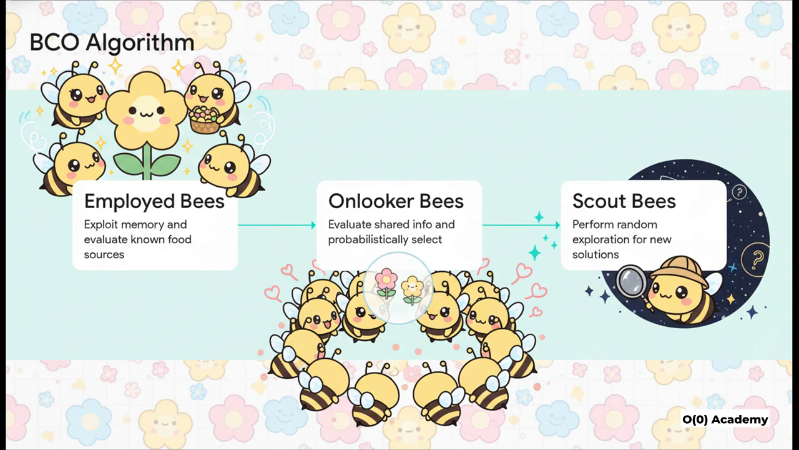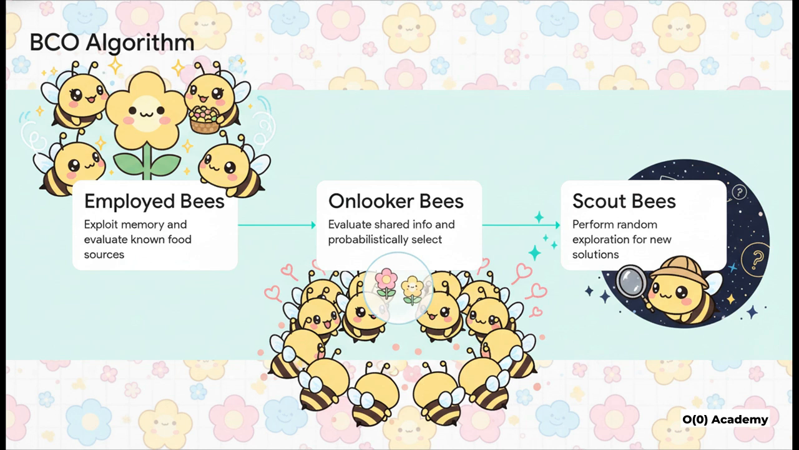Step 1. Employed bees evaluate the quality or the fitness function of a known food source by performing a local search around it. They exploit their memory. Once they finish, they head back to the hive to share that nectar data. Step 2. Onlooker bees wait in the dance area. They evaluate the shared information and then probabilistically select a food source to exploit. The higher the fitness value, the higher the probability an onlooker will choose it.